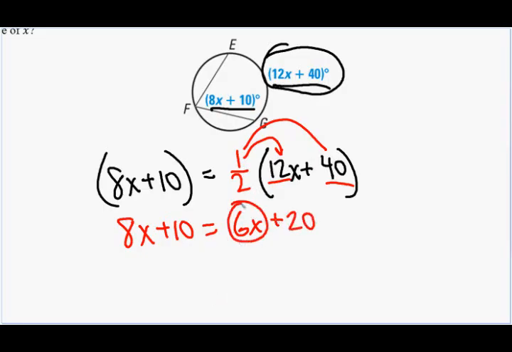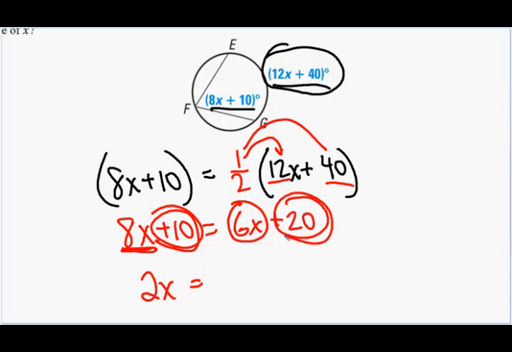Let's subtract 6x from each side. 8x minus 6x is 2x. And then we're going to subtract 10 from this side, subtract 10 from this side. 20 minus 10 is 10. Divide by 2, and we get x is equal to 5.